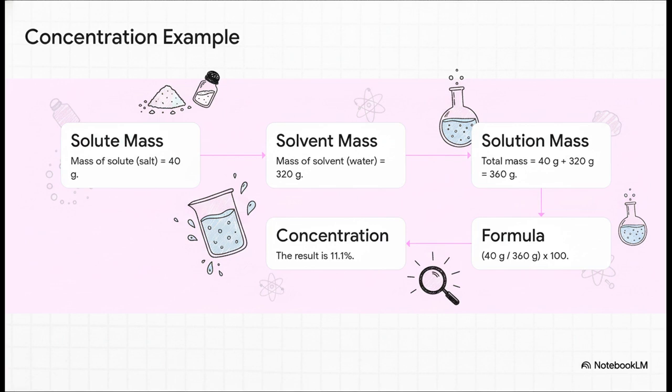Step 3. What is the total mass of the solution? Well, we have to add them together. So 40 grams plus 320 grams gives us a total of 360 grams. Now we just use our formula. We take the mass of the solute, 40, divide it by the total mass of the solution, 360, and multiply by 100. And we get our answer. The concentration is 11.1%. See?